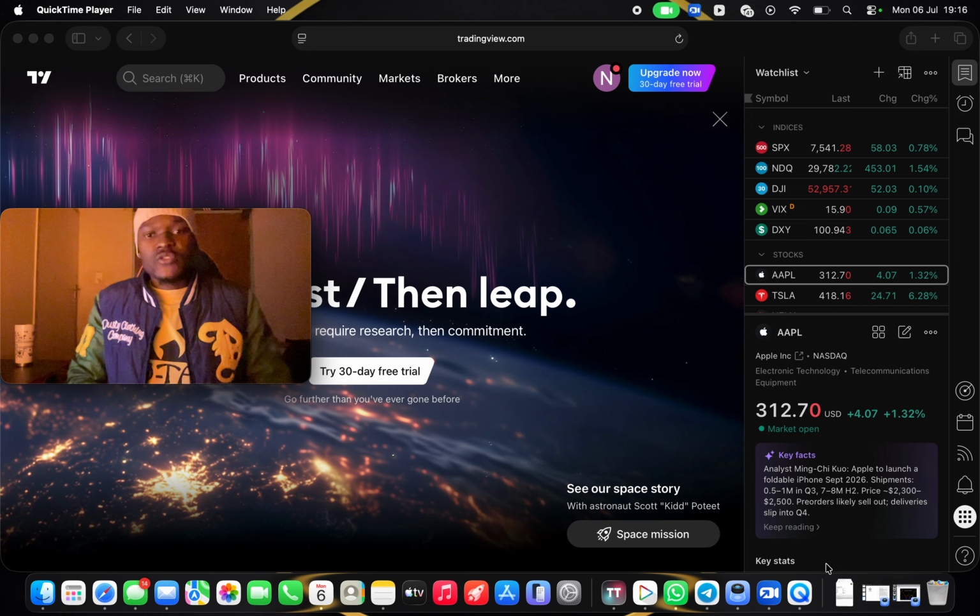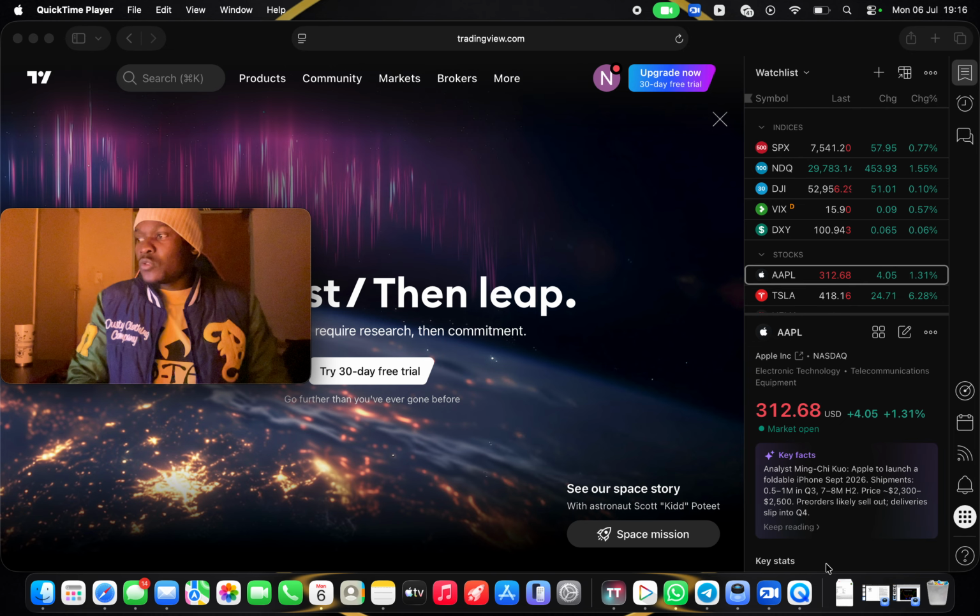Today we're gonna be looking at TradingView. TradingView is a very good application, especially for forex traders. It's an application that you can use for your analysis, for your market watch, just for you to understand overall what trading is all about.